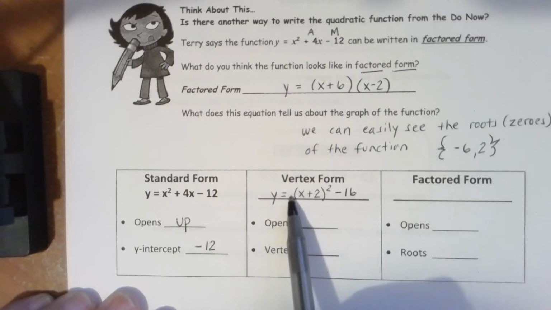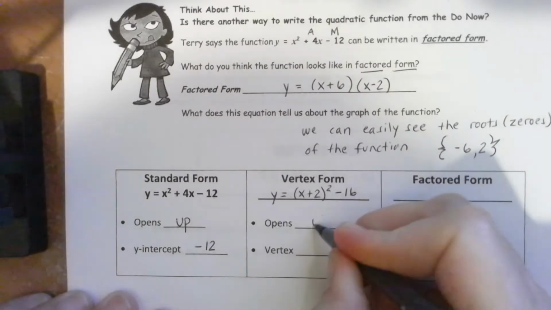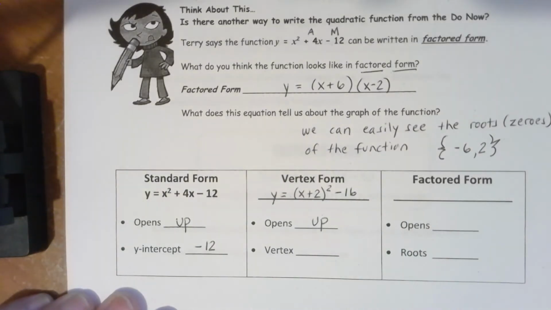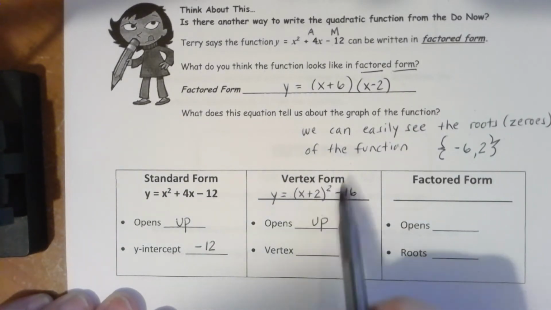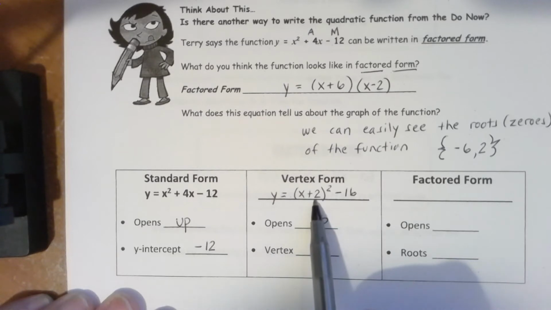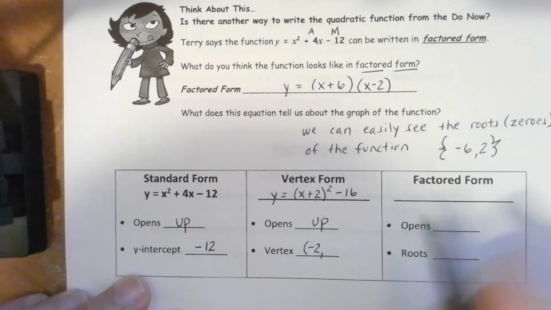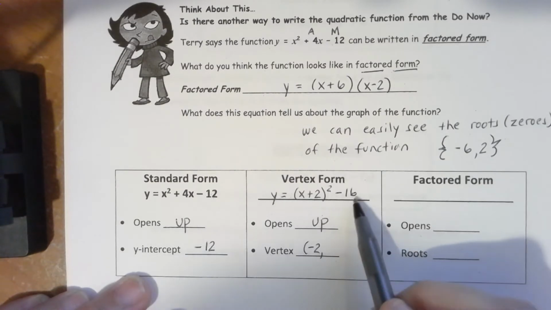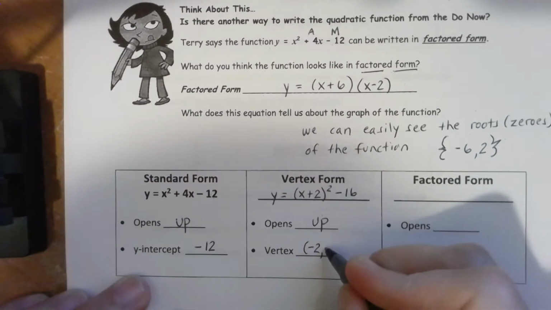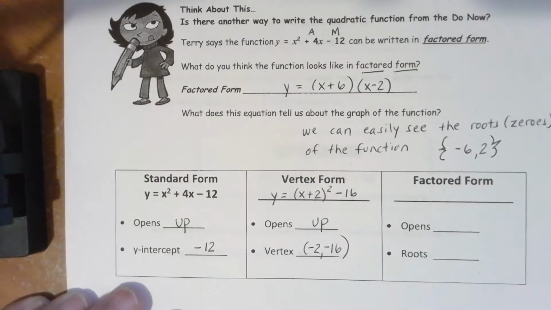Again, because the coefficient over here is positive, we know the graph will open up. And we can easily see the vertex from this. We look inside the parentheses and take the opposite of the +2, which is -2. And the other part, the y value of the vertex, we copy exactly as you see it outside, -16.